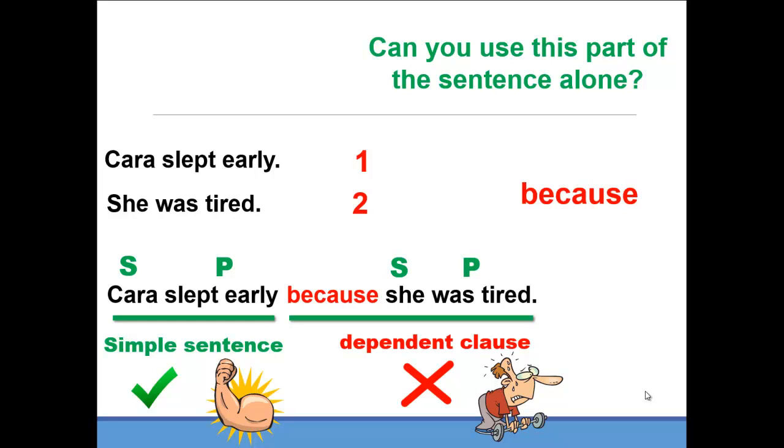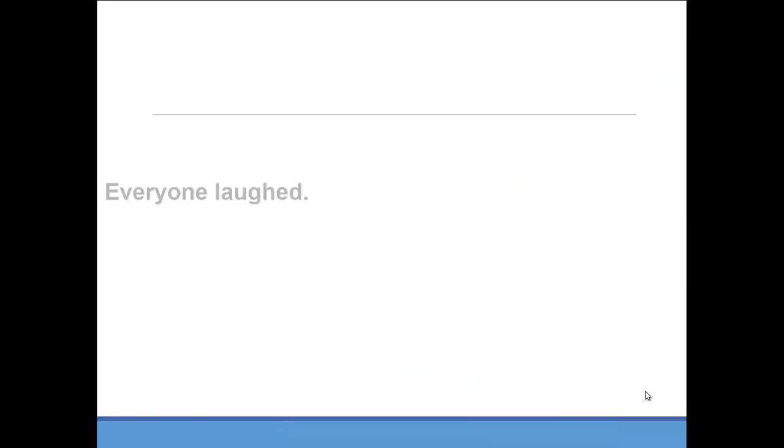The two parts joined together, they make up a complex sentence. What is a complex sentence? It's a sentence that is made up of the simple sentence, Kara slept early, and the dependent clause because she was tired. I will explain this in detail in the following examples. Don't worry. Another example, everyone laughed.